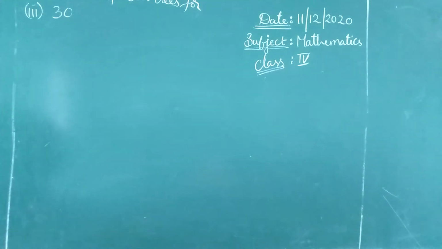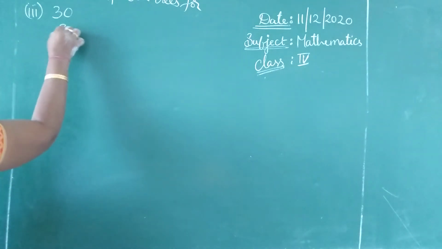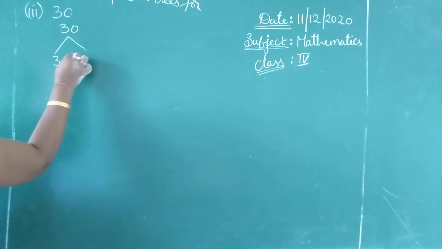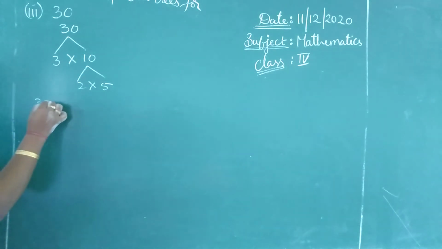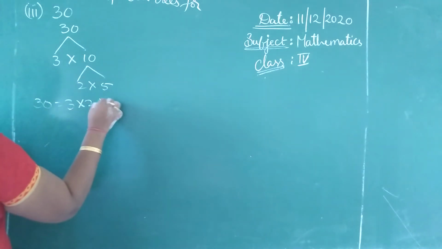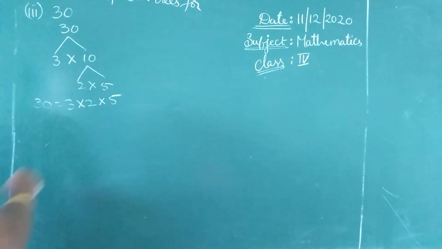Factor tree. How can we write the factor tree of 30? 30 is 3 tens. 10 can be written as 2 fives. So simply, 30 can be written as 3 into 2 into 5. One more way.